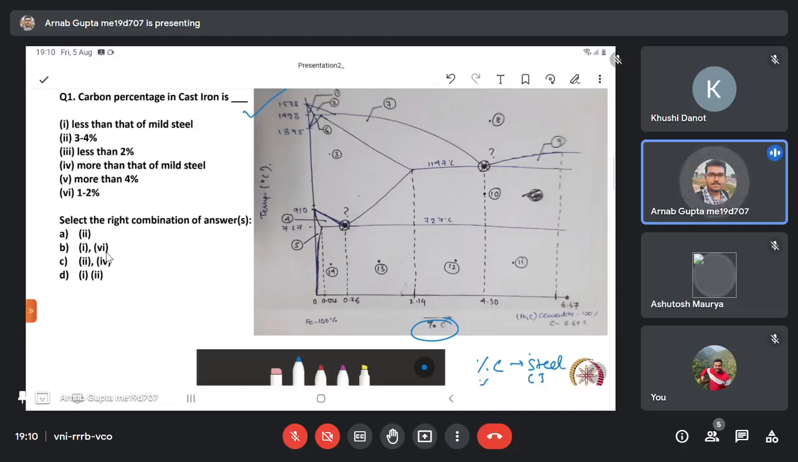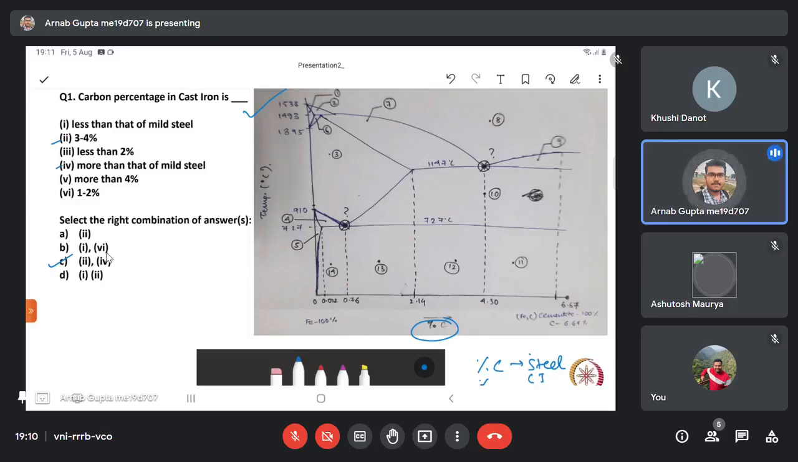So what will be the correct answer among A, B, C, D? It's less than that of mild steel. No, it's 3 to 4%. Yeah, that's correct, it comes within the ascertained range. It is less than 2%. No, more than that of mild steel. Yes, so C is the correct option. Right? Do you have a different answer? I think C is the correct option.